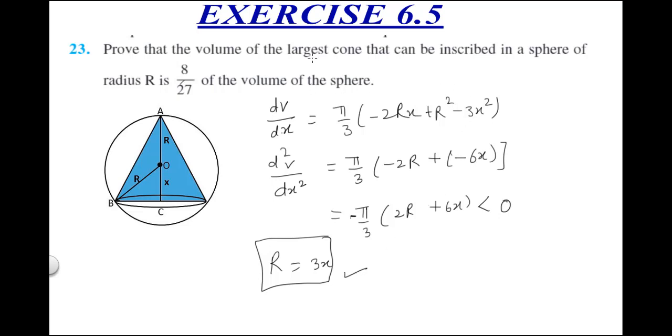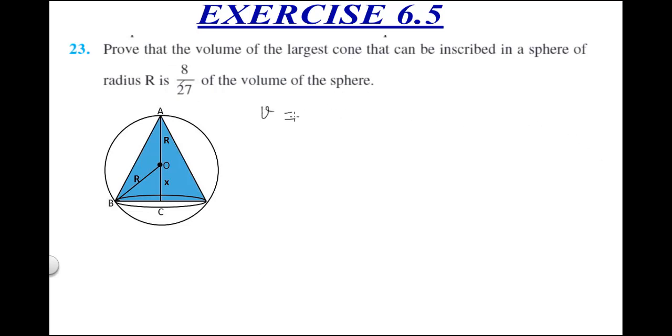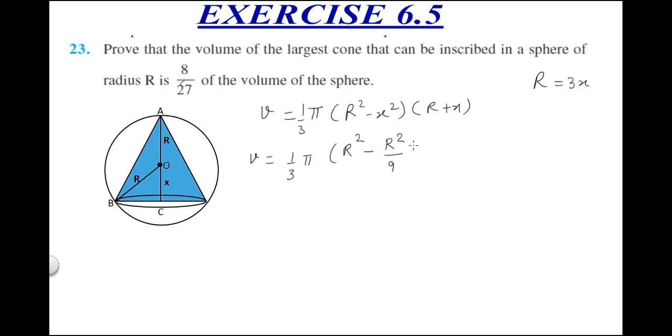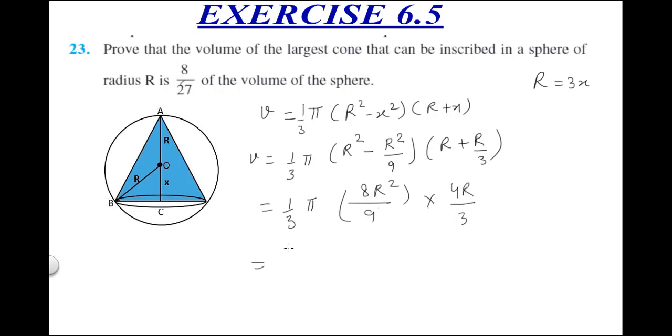Let us prove that the maximum volume of the cone is equal to 8 divided by 27 of the volume of the sphere. So carefully, this was the volume of the cone. Now we are putting the value that we have got, 1 upon 3 pi r square minus r, where r was equal to 3x, so x is equal to r divided by 3. So we get r square upon 9 into r plus r divided by 3. Solving it, we get 1 upon 3 pi. Taking 9 as the LCM, 9r square minus r square is 8r square multiplied with 3r plus r, which is 4r divided by 3. So solving it, 8 4s are 32, so 32 pi r cube divided by 9 3s are 27, 27 3s are 81.